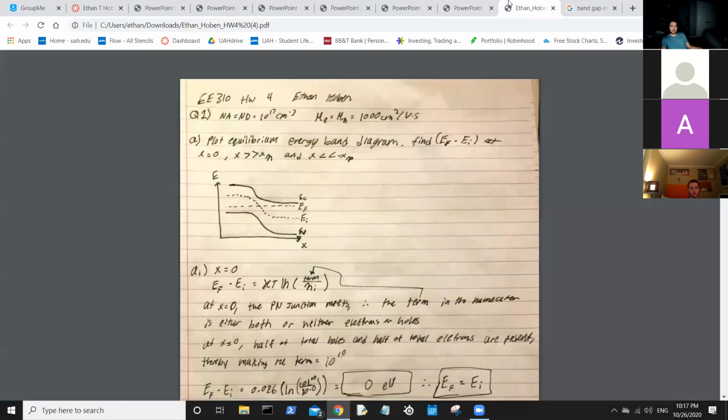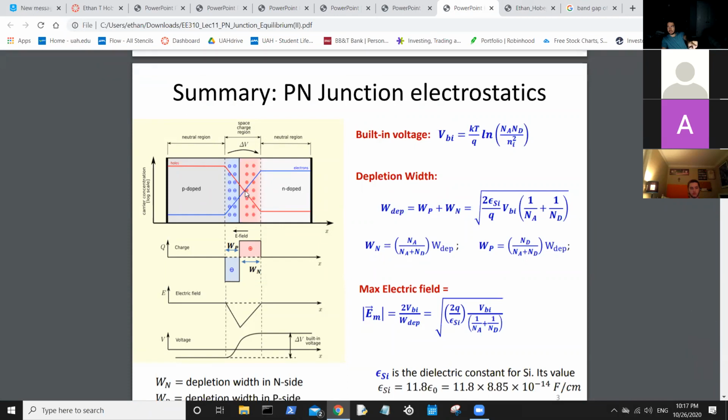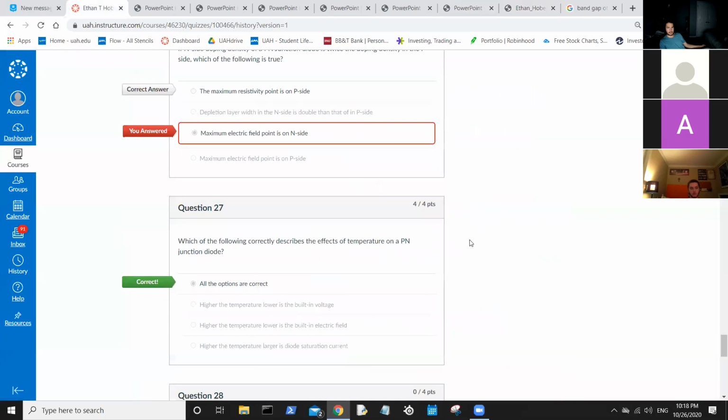But figure-wise, if you draw out your figure, these lines will always end up on the side. When it's symmetric, this will end up on the junction point, and when it's non-symmetric, the maximum point of resistivity will be on the side with the smaller doping density. That's a rule that should hold across all instances, biased or equilibrium.